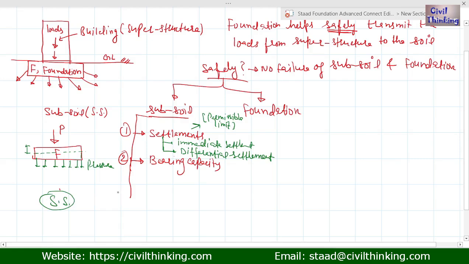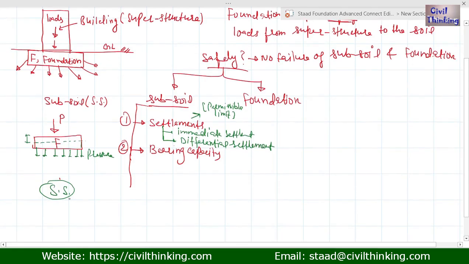So the bearing capacity of subsoil should be greater than the applied pressure. We have to design the foundation such that the settlement is in the permissible range, and also the pressure should not be more than the bearing capacity of the soil, otherwise that would cause the failure of the subsoil, right? So these are two things in the subsoil.